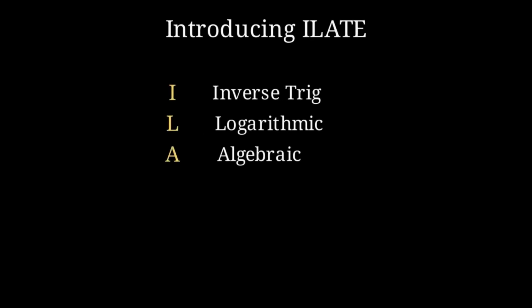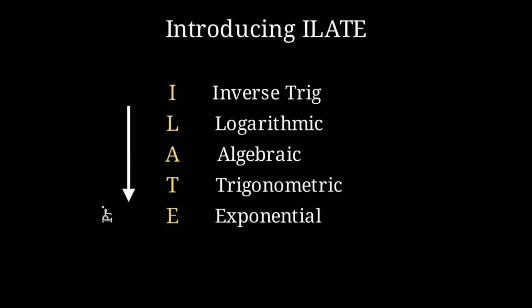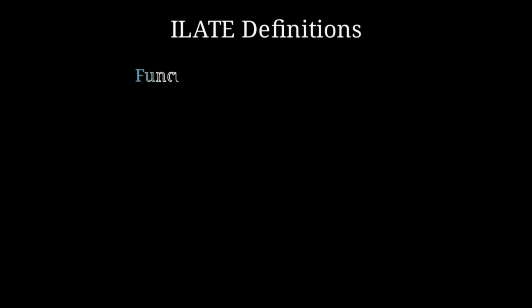To choose a u correctly, we use the ALATE rule. This acronym ranks functions by priority. The type of function appearing highest on this list in your problem should be assigned as u, while the remaining part becomes dv. Understanding these categories is vital.